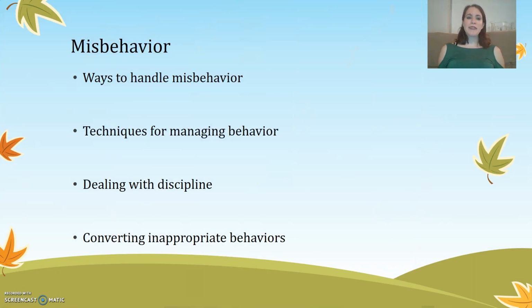All right, next is misbehavior. So there are many ways that you can handle misbehavior. A few ways that you can do it are with the look, where you give that kid the look of, okay, you need to knock it off, so you don't really have to say anything and they just kind of know. There's also proximity, where they're misbehaving a little bit, so you just walk around the room and maybe stop over in that corner as opposed to standing somewhere else, so that they know, okay, the teacher's here, she's aware of what I'm doing, I need to stop.